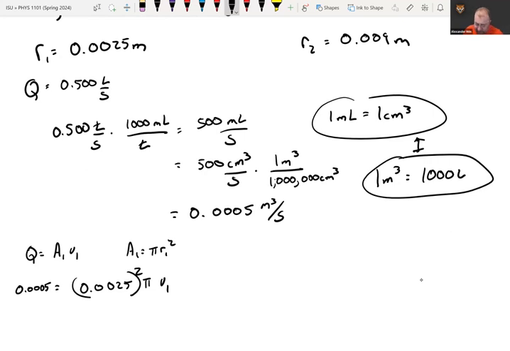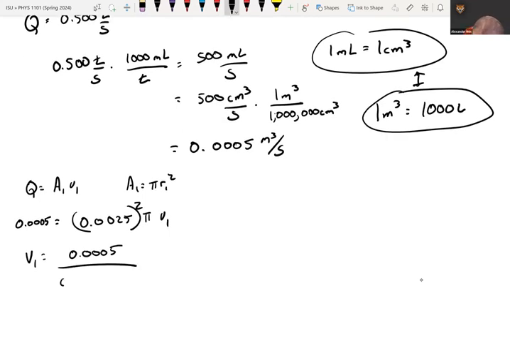Okay. And then to solve for that, you would just have V1 equals 0.0005 over 0.0025 squared times pi. And then you find whatever that is.